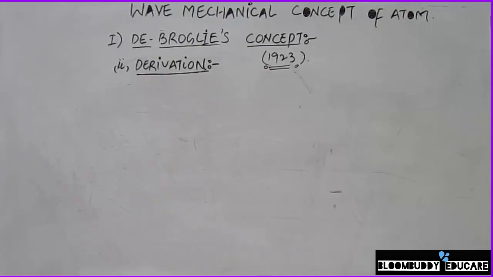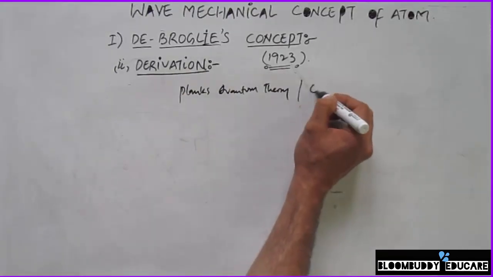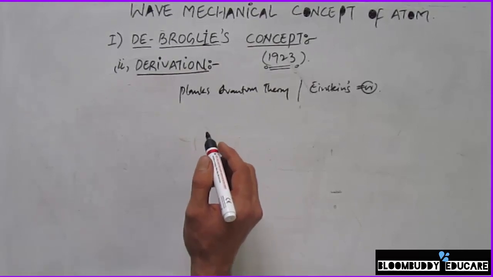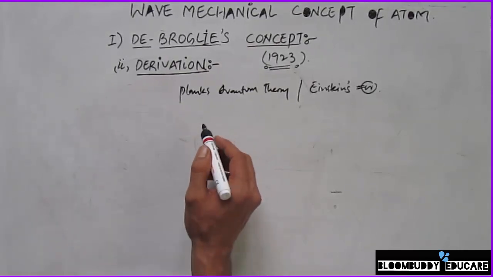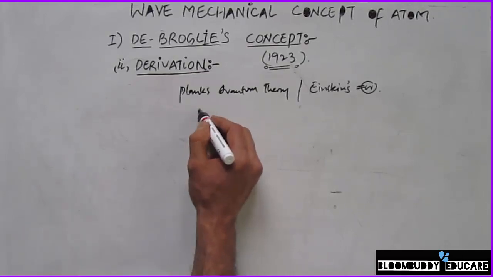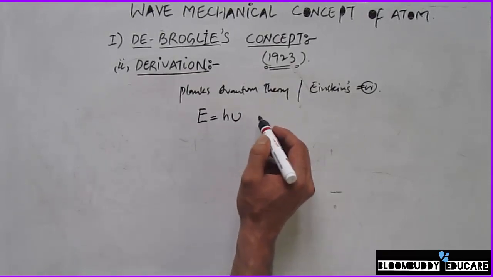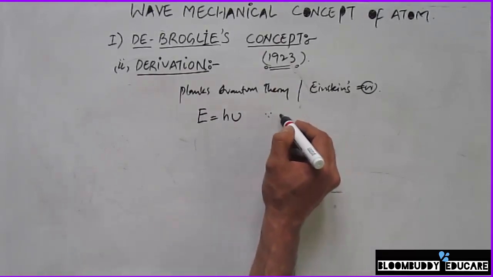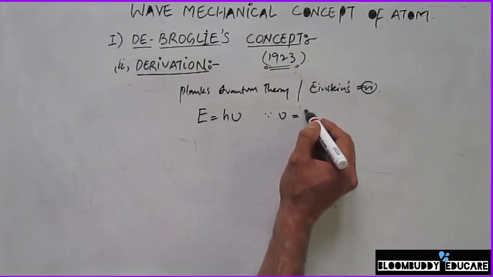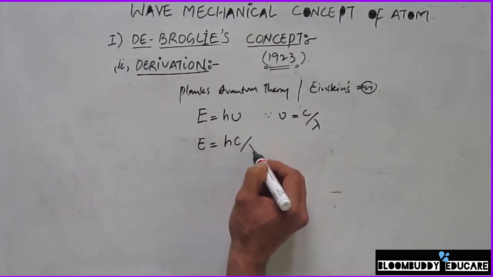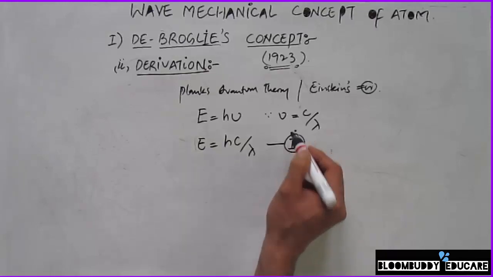So de Broglie's wave equation, or wave relation, is derived with the help of Planck's quantum theory and Einstein's equation. These two will be used to derive the de Broglie relation. According to Max Planck's quantum theory of radiation, the energy associated with a photon is always equal to h nu, where nu is the frequency and h is the Planck's constant. Since nu is always equal to c by lambda, we can put this equation as E is equal to hc by lambda, and we'll call this equation first.